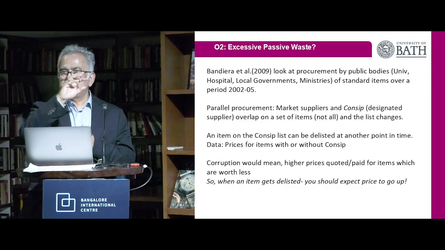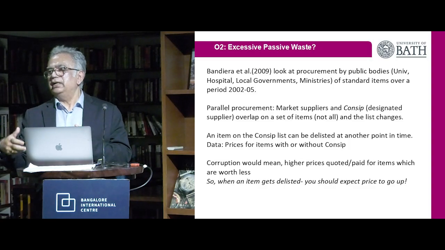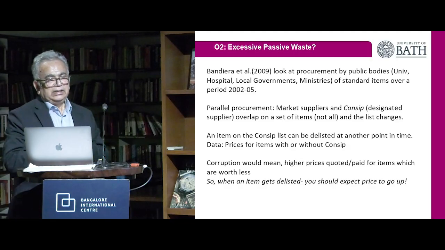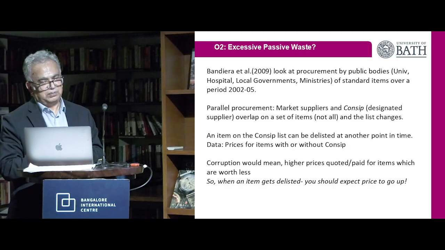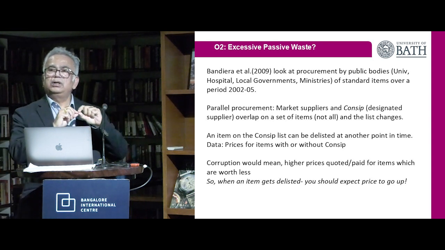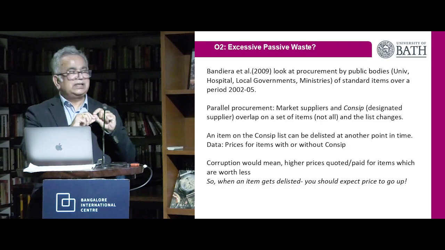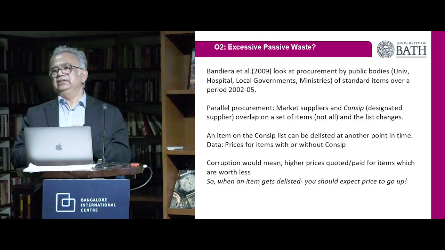So that's a fixed price and everything is stipulated. If it's not there, you can go to the open market and buy from different vendors. So that's what I'm calling parallel procurement. So market suppliers, and Consip. Consip is the designated supplier. The interesting thing, for those who do empirical work, is that here the item on the Consip list can be delisted at some point in time.